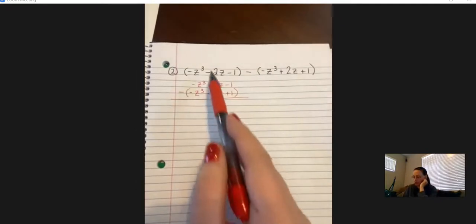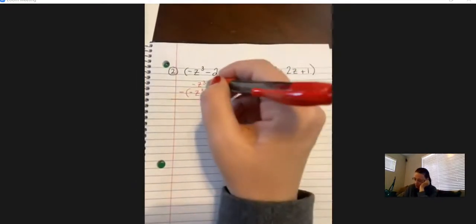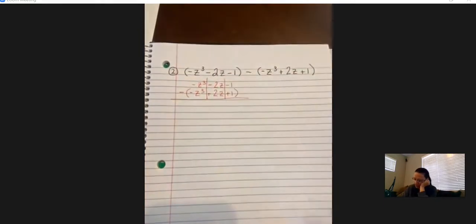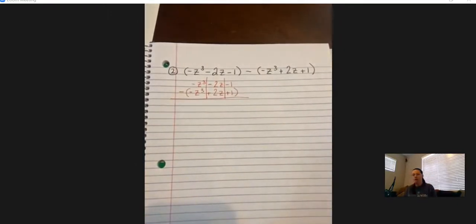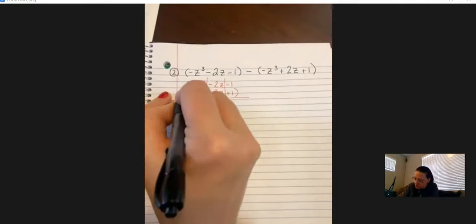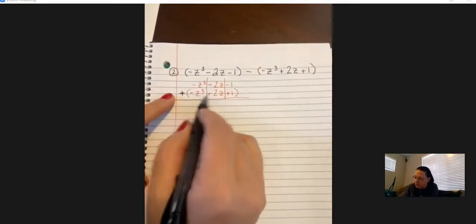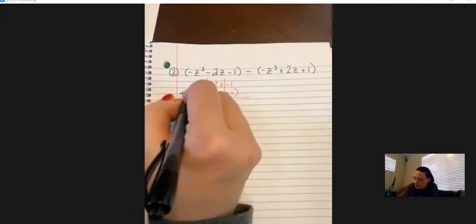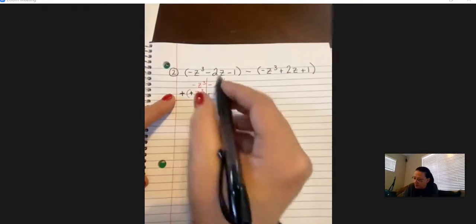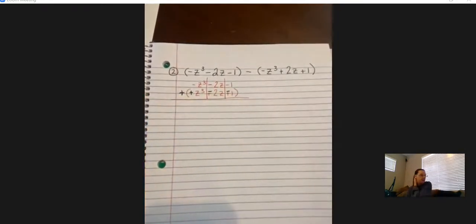Okay, if it helps, if you like the vertical method, write them so they're on top of each other. You will notice they are lined up. There are no z squareds. I'm not going to bother about that because neither of them have z squareds. I'm going to change subtraction to addition, but if I change it to addition, I have to flip every other symbol. So instead of this being a negative z squared, I change it to a positive. Instead of this being a positive, it's going to be a minus. Instead of this being a positive, it's going to be a minus.